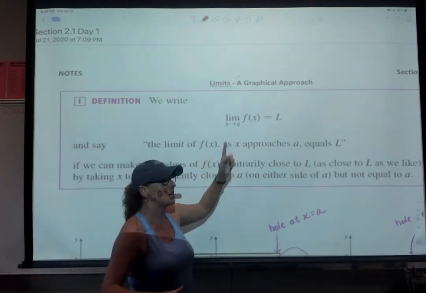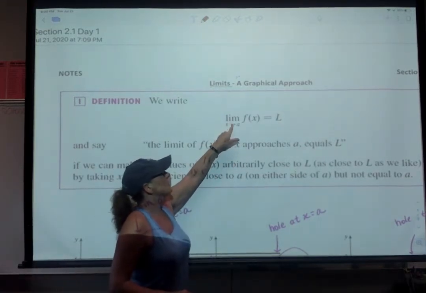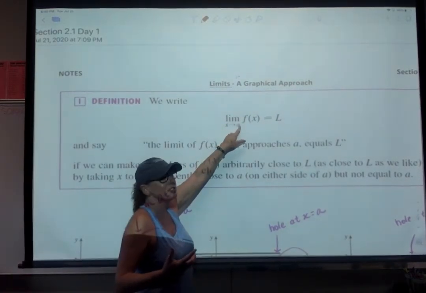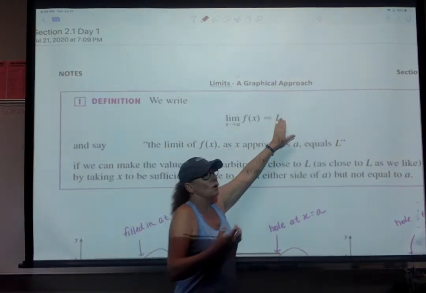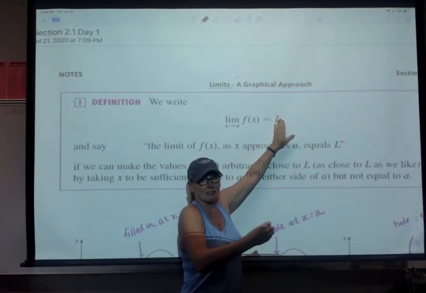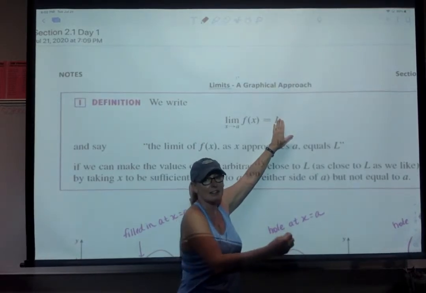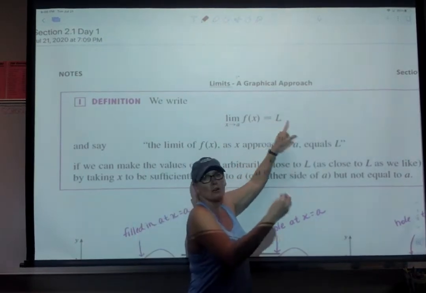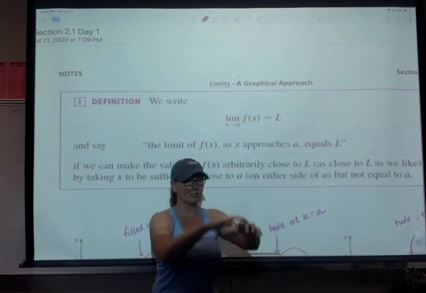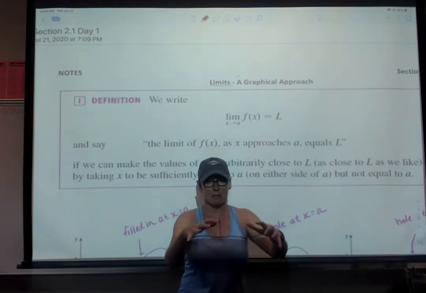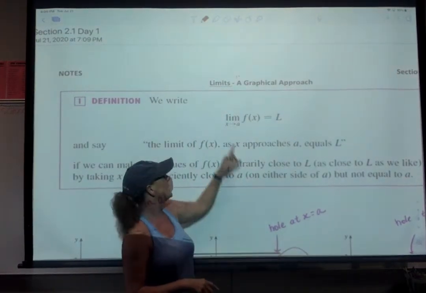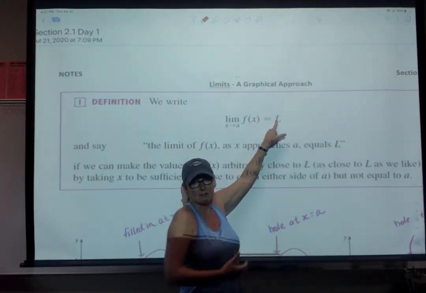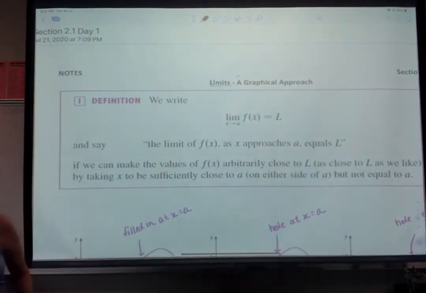A limit is just: as x gets close to the number in question, where are the y's of the function headed? So as x is headed toward here, where are the y's headed? Not what's the cap, what's the maximum it can be, don't let me go over it. No. Change your way of thinking. As x gets close to this number, where are my y's headed? That's what a limit is.